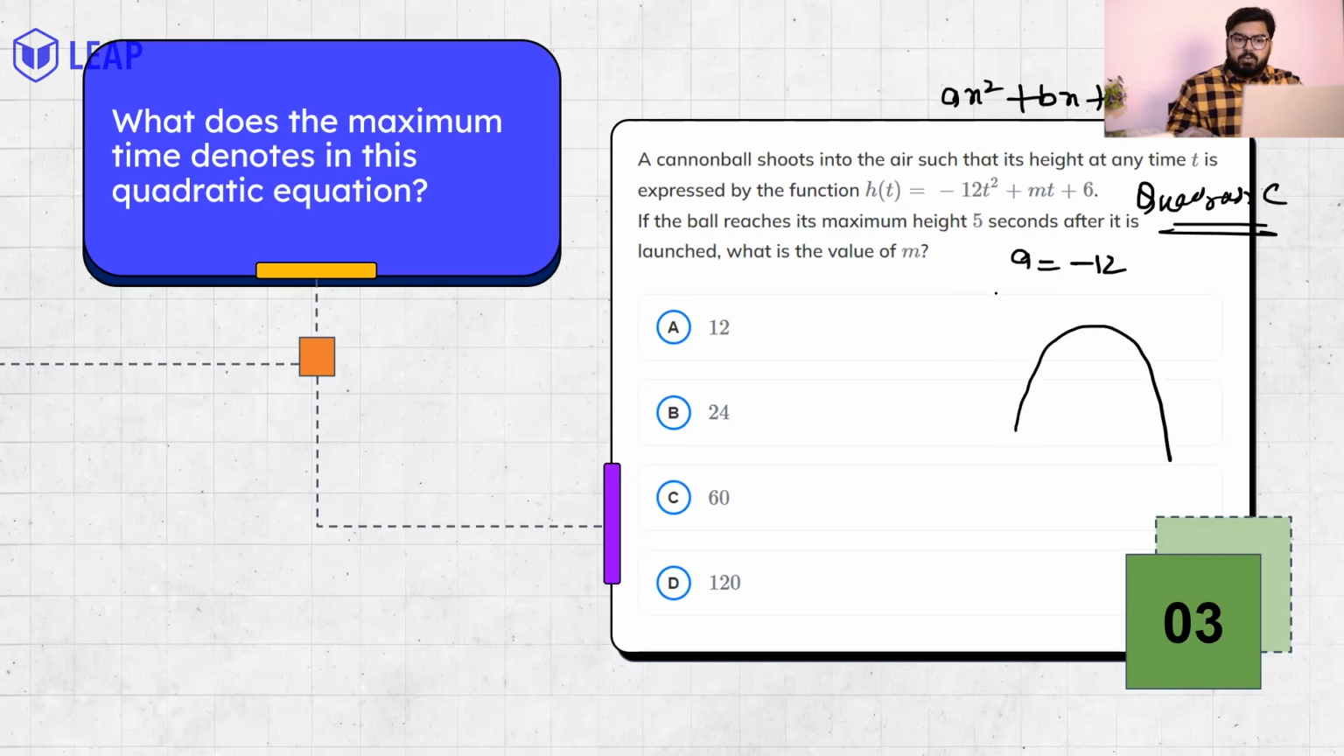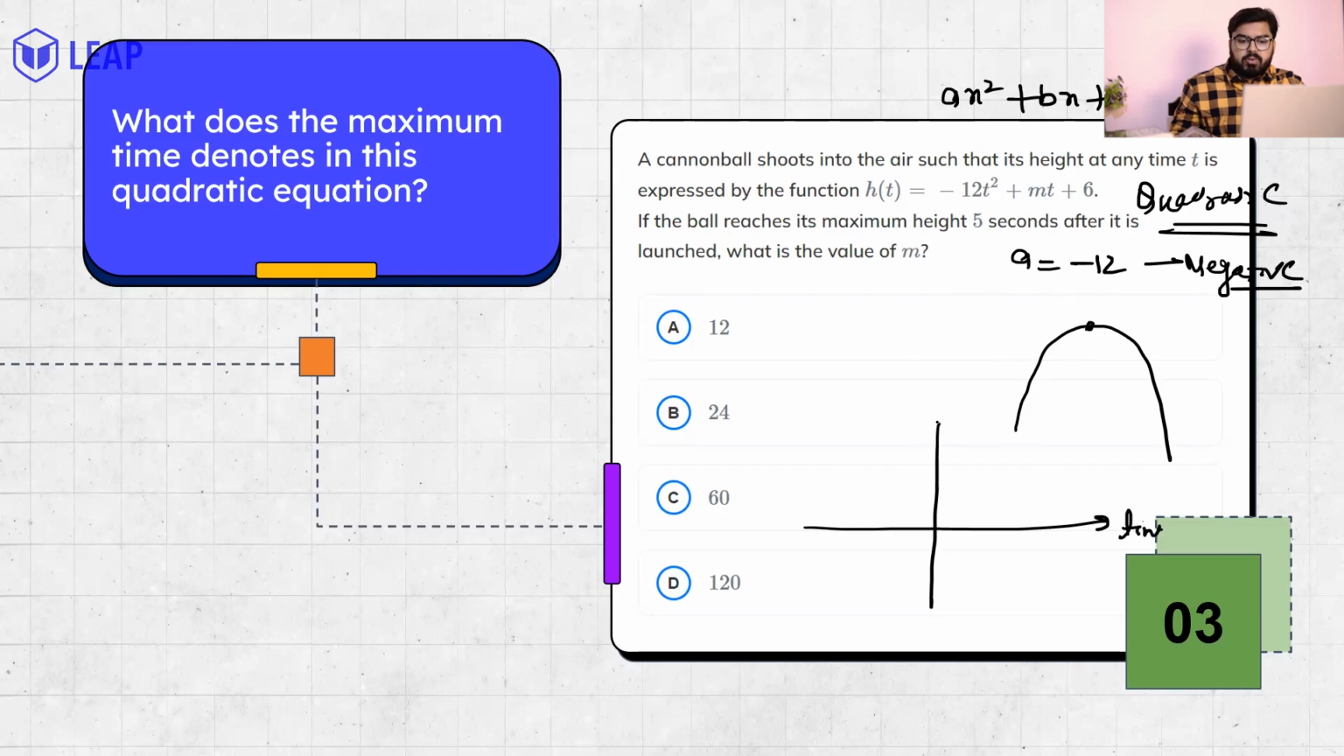It's a downward parabola. If a is a negative number, means if the coefficient of x square is negative, it's a downward parabola. So it's asking the maximum height. Let's say if you make an xy plane, what do you have on the x-axis?